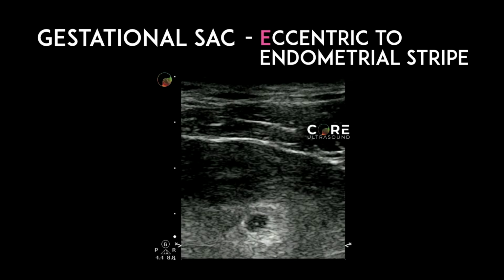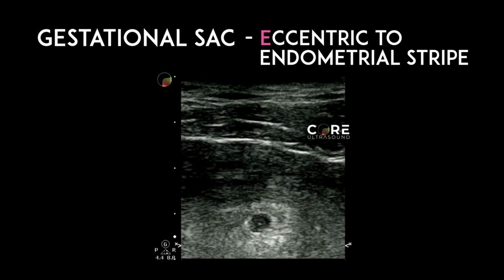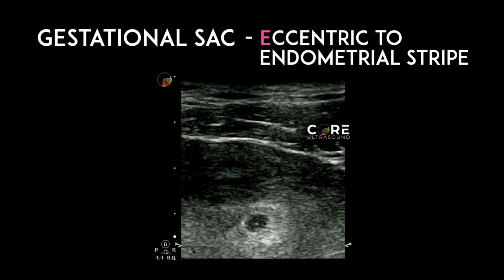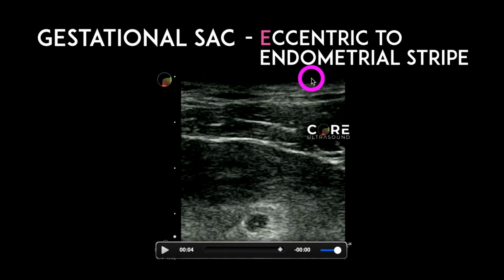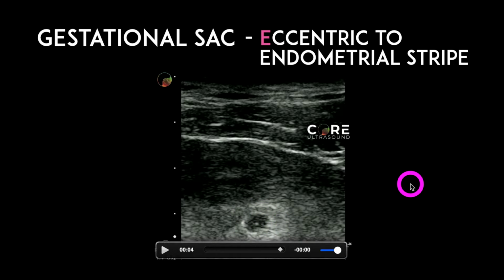Now, this eccentric to the endometrial stripe is actually something that is important, and it has to do with where exactly that gestational sac is located. Now, I zoomed in here. This is actually using a linear transducer over the abdominal wall, which gives you a much higher resolution image. And it is actually recommended if you have a patient that has a lower BMI and a very early pregnancy, because you can see that gestational sac a lot earlier.